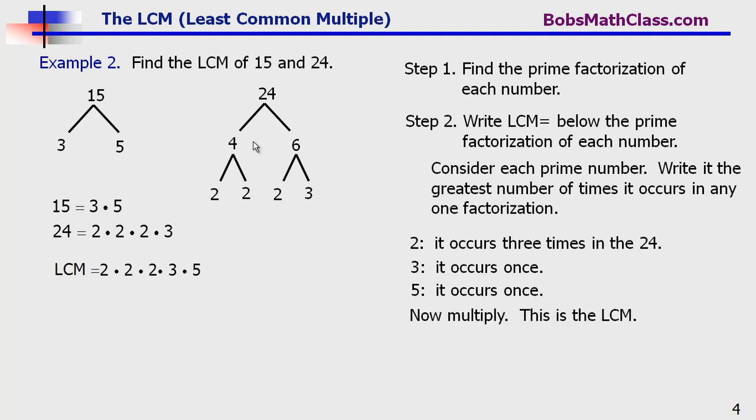So now multiply, and this is the LCM. So we're going to have 3 2's, 1 3, and 1 5. So you can multiply in order. 2 times 2 is 4. 4 times 2 is 8.